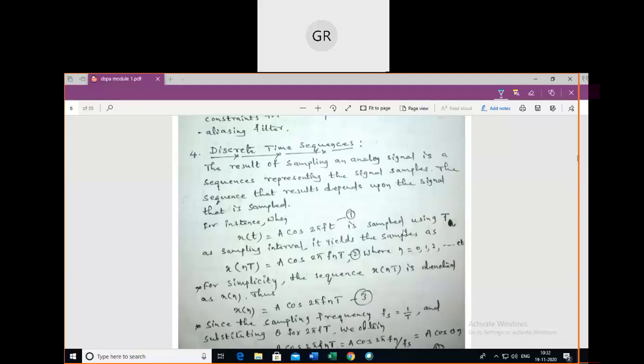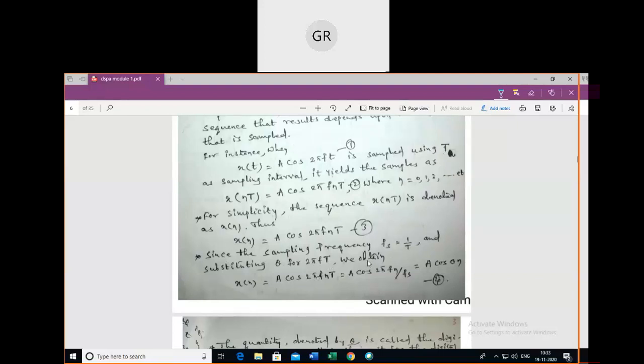After sampling, we'll get x of nT equal to A cos 2 pi f nT, n equal to 0, 1, 2 and so on. For simplicity, the sequence x of nT is denoted by x of n. x of n is equal to A cos 2 pi f nT. Since the sampling frequency fs equal to 1 divided by T, and substituting theta for 2 pi f T.